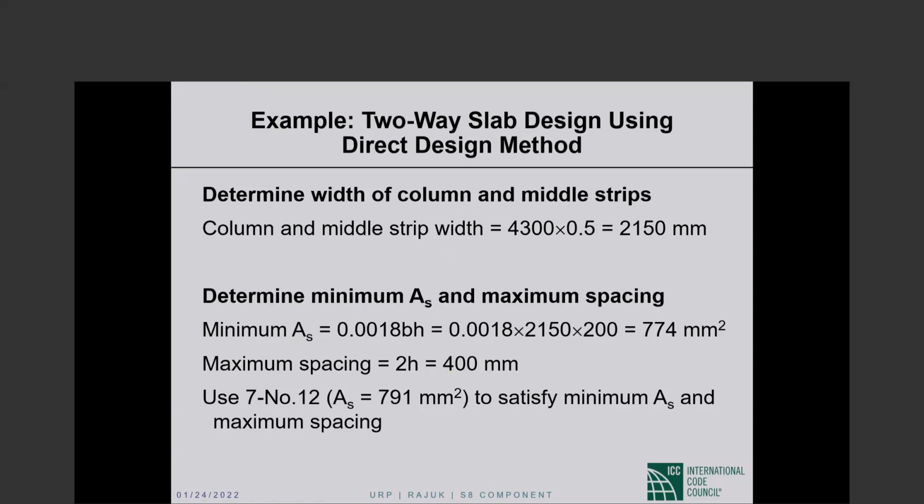So remember, a column strip is made up of 2 half column strips, and each half column strip is 1/4 of the shorter span. So the column strip width is half the shorter span, which is 2150, and that will leave middle strip width to be the remaining 2150.